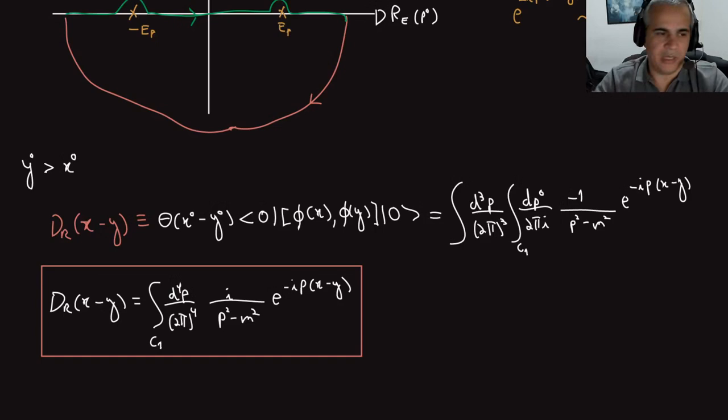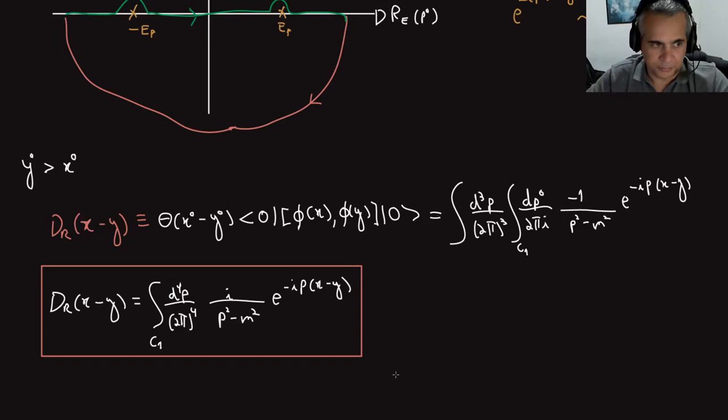Of course, I won't do it here, but I could do a C2. I could just define a C2 that goes under these two poles, and then the whole story is reversed. Then I can have only x0 smaller than y0, because the other way around it will be zero, and that's what I call an advanced propagator, when this time is bigger than this one. And I'll put that in the exercise for you to figure out, but it's basically the same thing I just did.